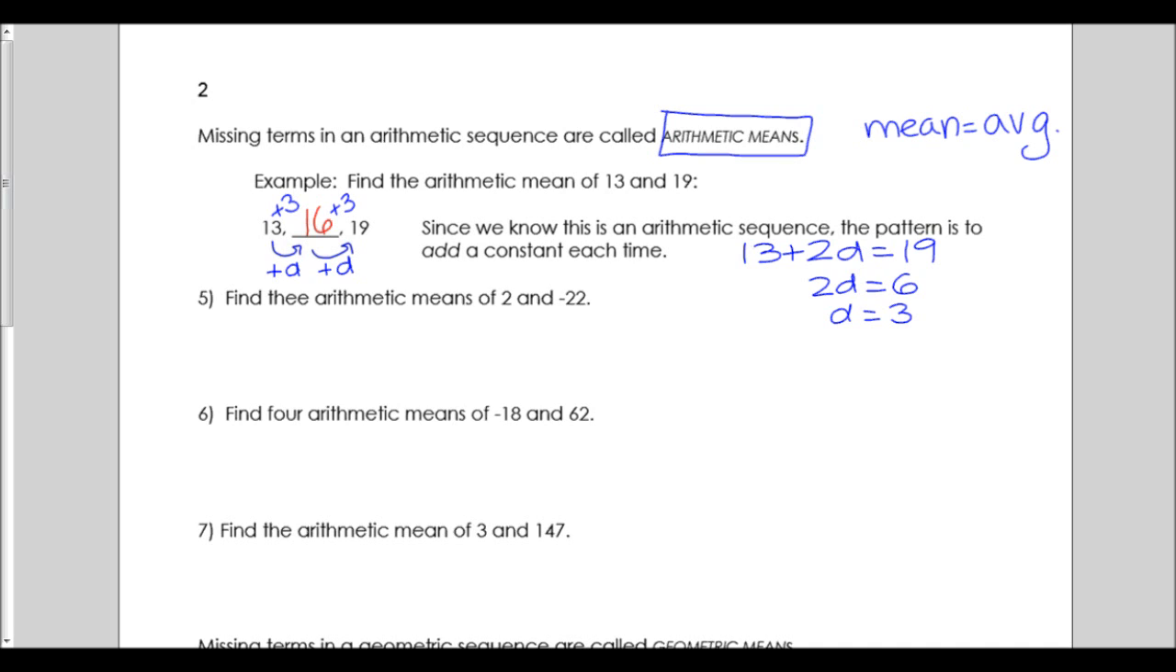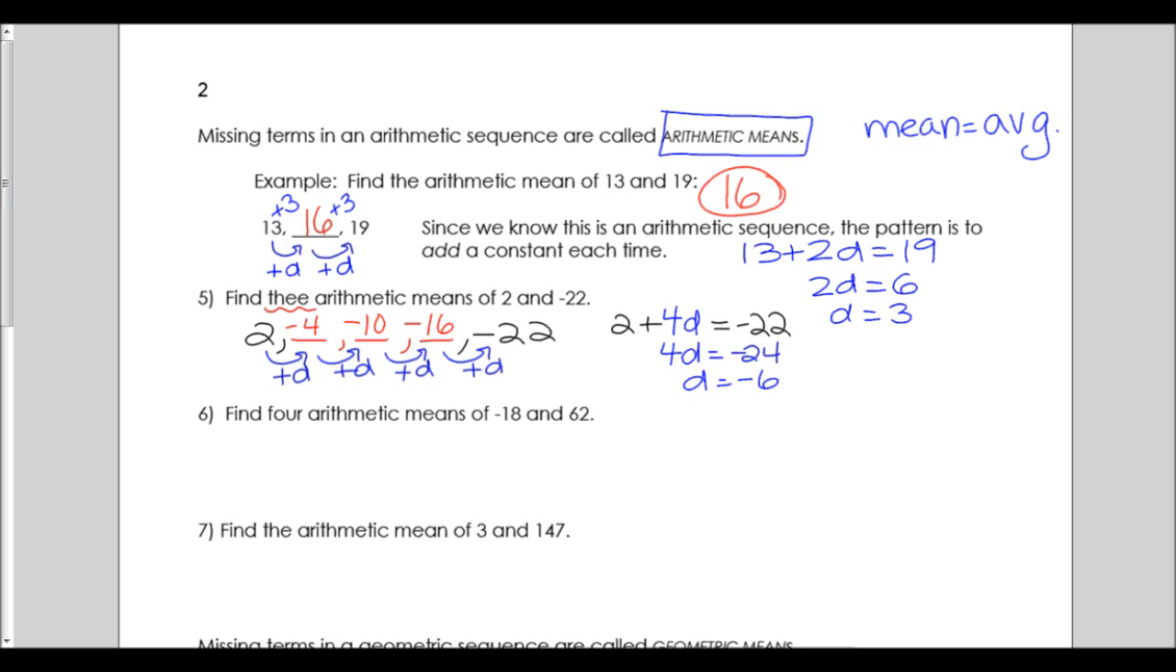So that means the arithmetic mean of 13 and 19 is equal to 16. We can find more than one arithmetic mean, so you could use the same process. If it said find 3 arithmetic means, that just means that in between the 2 and the negative 22, I'm going to have 3 terms in my sequence. So see if you can do the same type of math that we did above while you pause the video and find 3 arithmetic means of 2 and negative 22.